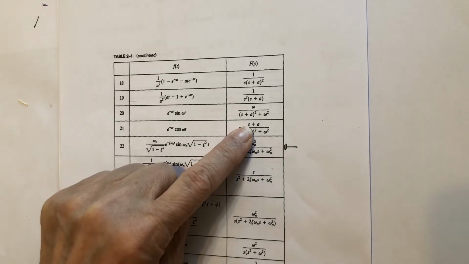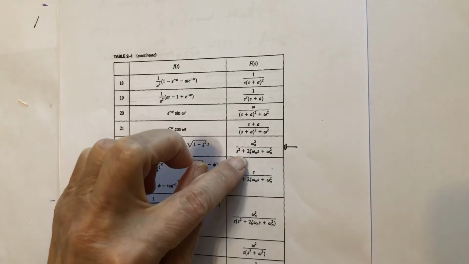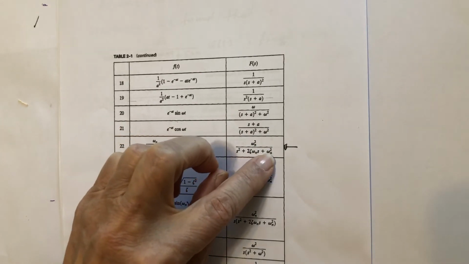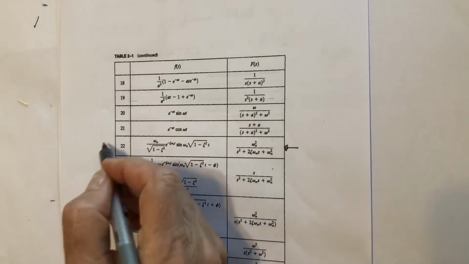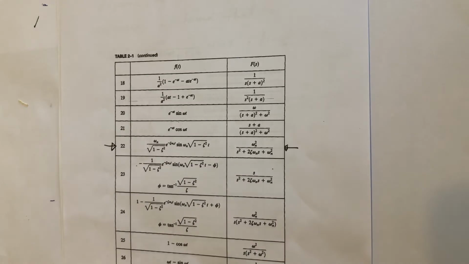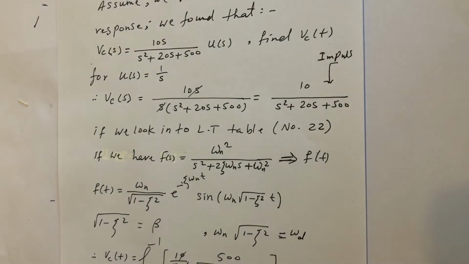We have omega n square. Let's assume we have to arrange it so that we have omega n square over s square plus 2 zeta omega n s plus omega n square. The Laplace transform will be that one. So we use number 22. You know that in the exam we'll give you this Laplace transform table, so we'll use that one. And I'll put it on my sheet.